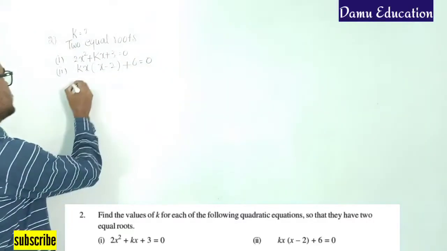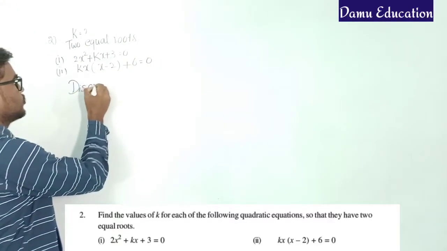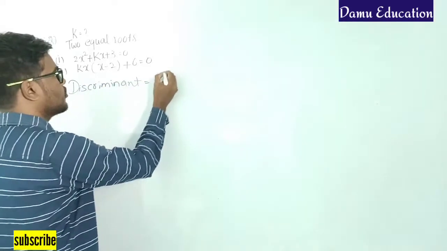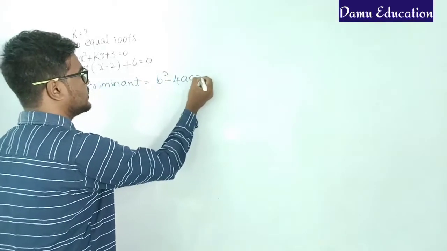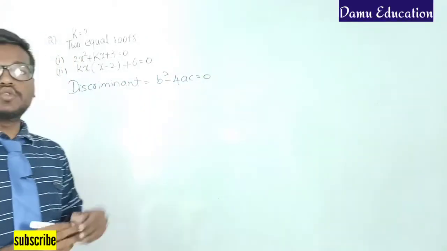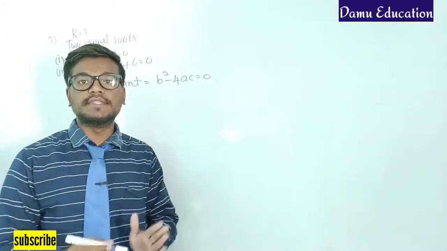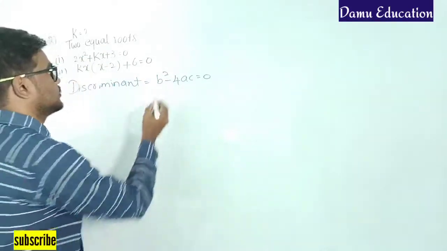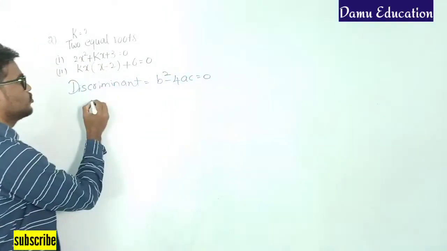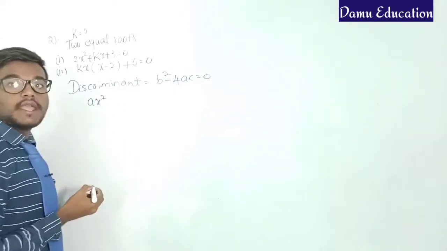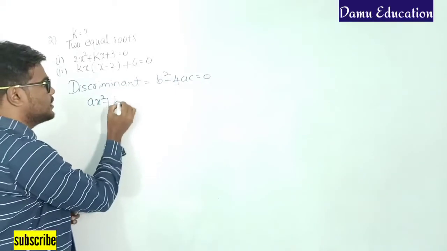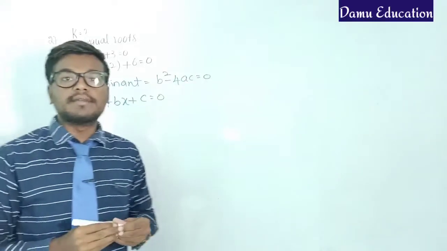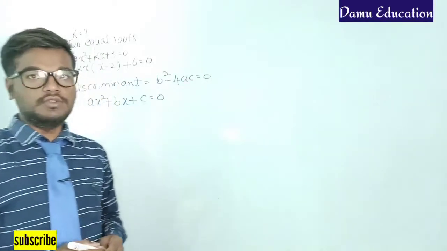It means that the discriminant, that is b square minus 4ac, is equal to 0. So if two equal roots are there, then b square minus 4ac is equal to 0. Let's write the given expression in the form ax square plus bx plus c equal to 0.